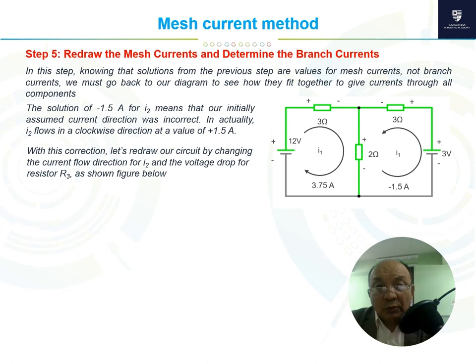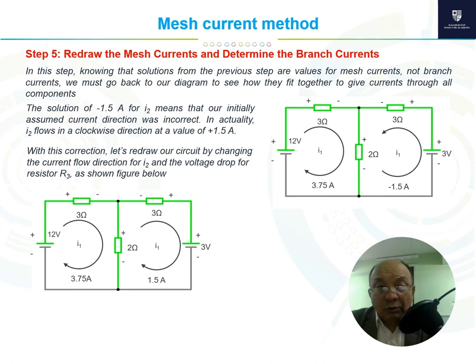To simplify, we redraw this current flow direction for I2 and the voltage for the resistor R3 as shown in this figure. So here you can see that both of our currents are going in the same direction.